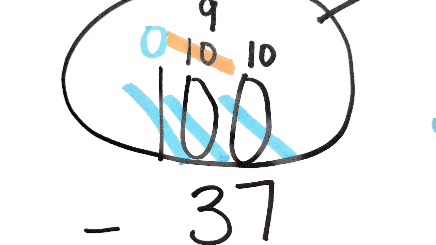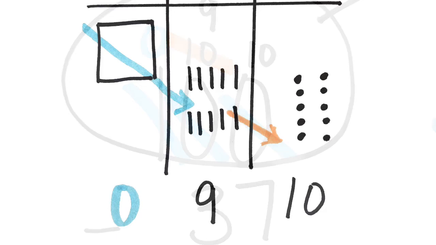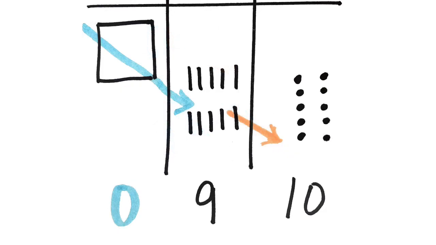Here we can see that now we have 9 10s. Yes, we can take away 3 10s. 10 1s. Can we take away 7 of those? Sure we can. At the same time, we can see in our drawing that the 100 block was ungrouped into 10 10 sticks. Then one of those 10s, the orange arrow, was ungrouped into 10 ones dots.